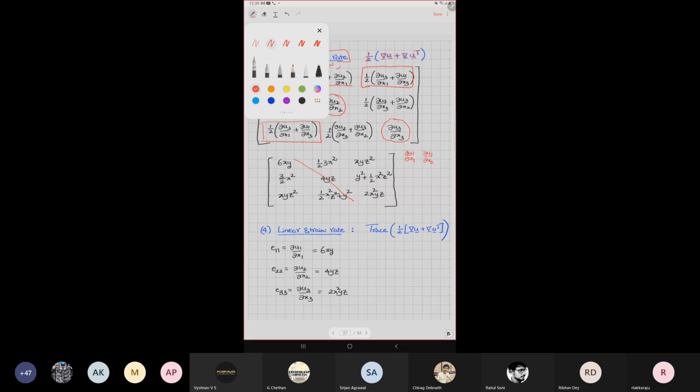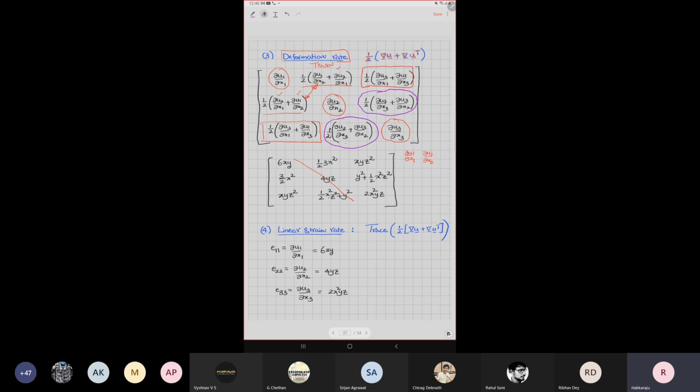Then this element repeats here. That is the way we calculate the deformation rate tensor. Once we calculate that, we plug in the x, y variables to really figure out what is happening. I will check the values and repost it. Please look at those notes.